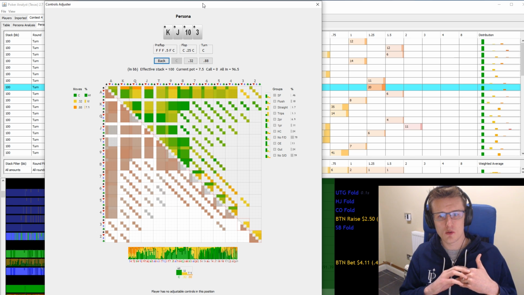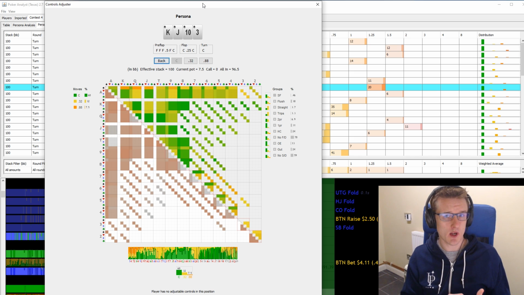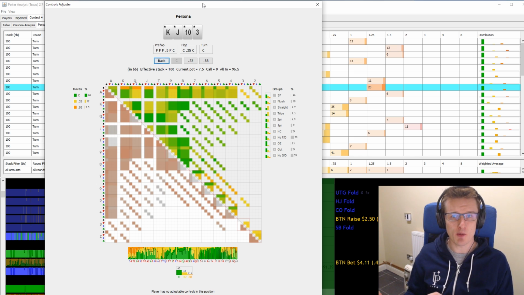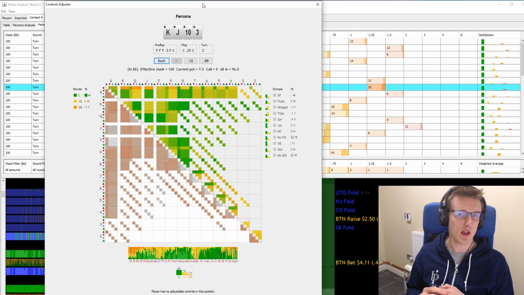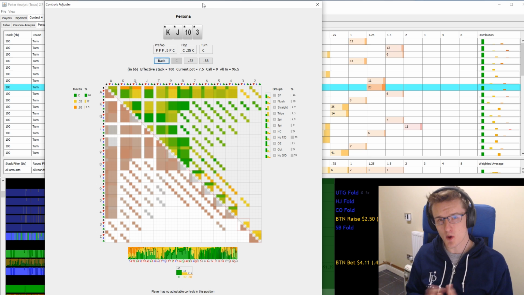So yeah, it seems quite clear then. We're just going to be not really value betting thin at all. We'll probably just have quite a thin betting range for a big size, just betting our really strong hands, and that's it. Pretty easy, right? Well, not quite so fast.